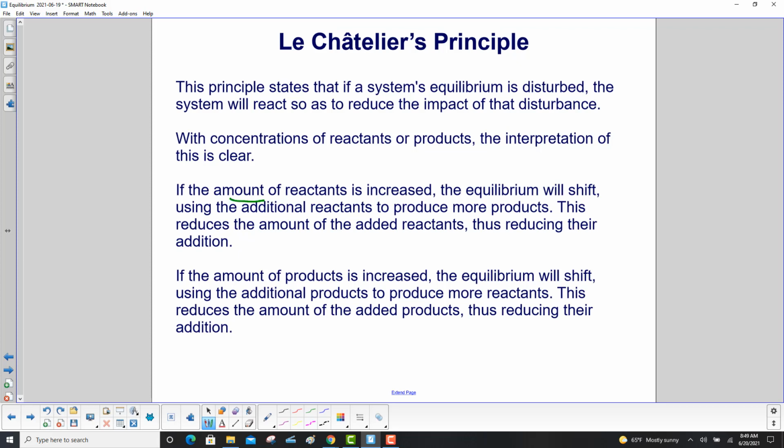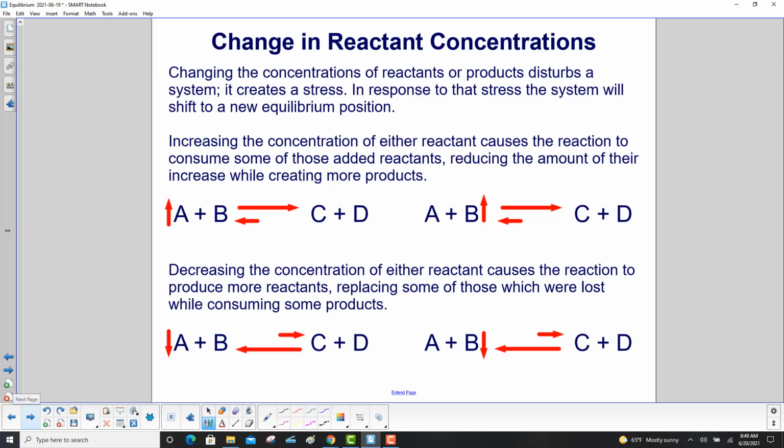If the amount of reactants is increased, the equilibrium will shift, using the additional reactants to produce more products. This reduces the amount of the added reactants, thus reducing their addition. If the amount of products, so first we talked about reactants, now we're going to talk about products, is increased, the equilibrium will shift, using the additional products to produce more reactants. This will then reduce the amount of the added products, reducing their addition. Changing the concentrations of either reactants or products disturbs a system. It creates a stress.